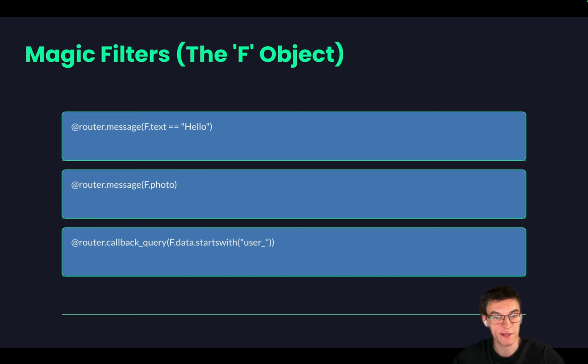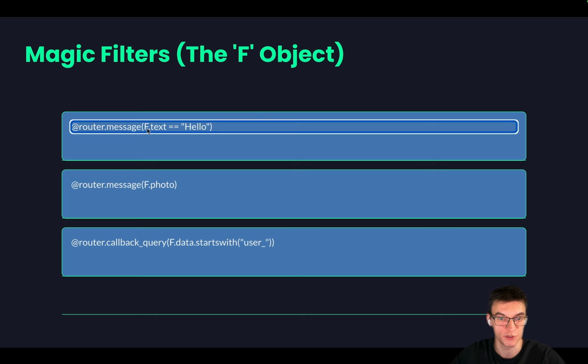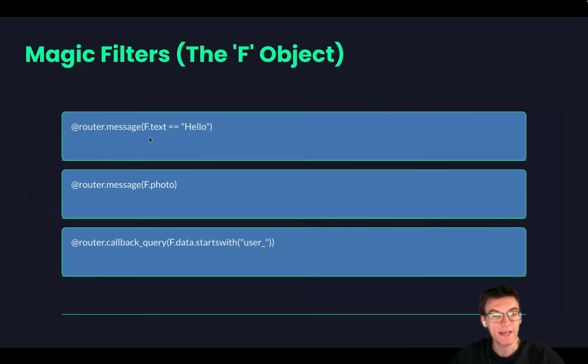So here, as an example, you can see three basic magic filters. Well, actually, there is only one single magic filter here, the F object. This object provides you access to many attributes and many different properties of your updates. For example, filter the text attribute based on hello message. If the text of your message equals hello, that means the handler below this filter will be invoked, will be triggered. Or for example, router message F photo filters out all data types which are not photo. Router callback query, F data starts with user. This is used for callback query data. I'm going to show you how that works a little bit later because it's a little bit more advanced practice.